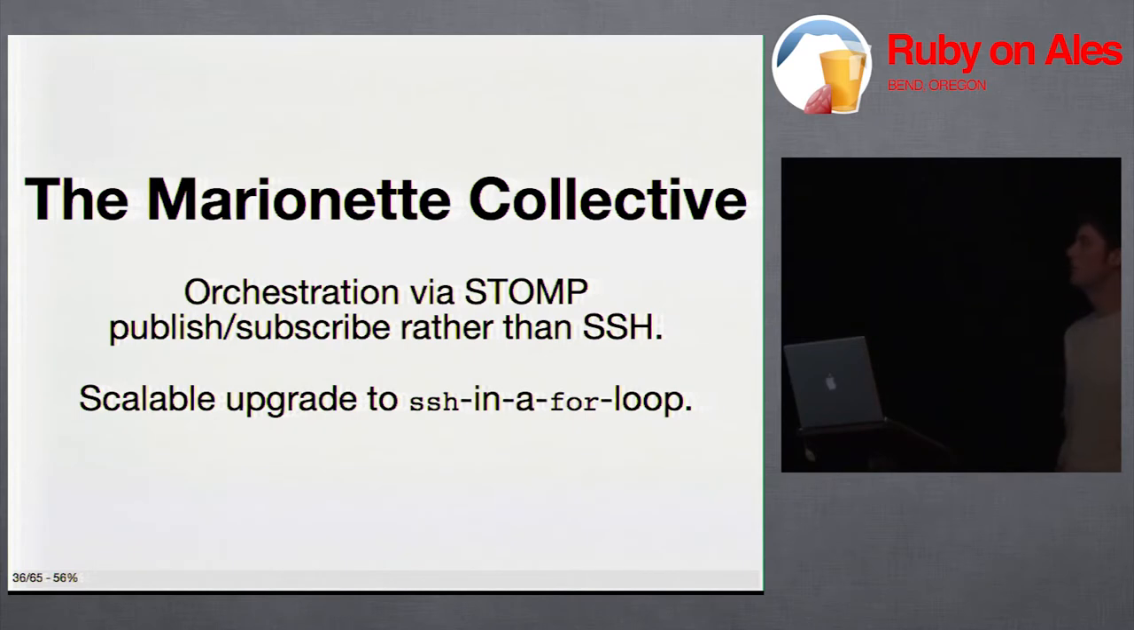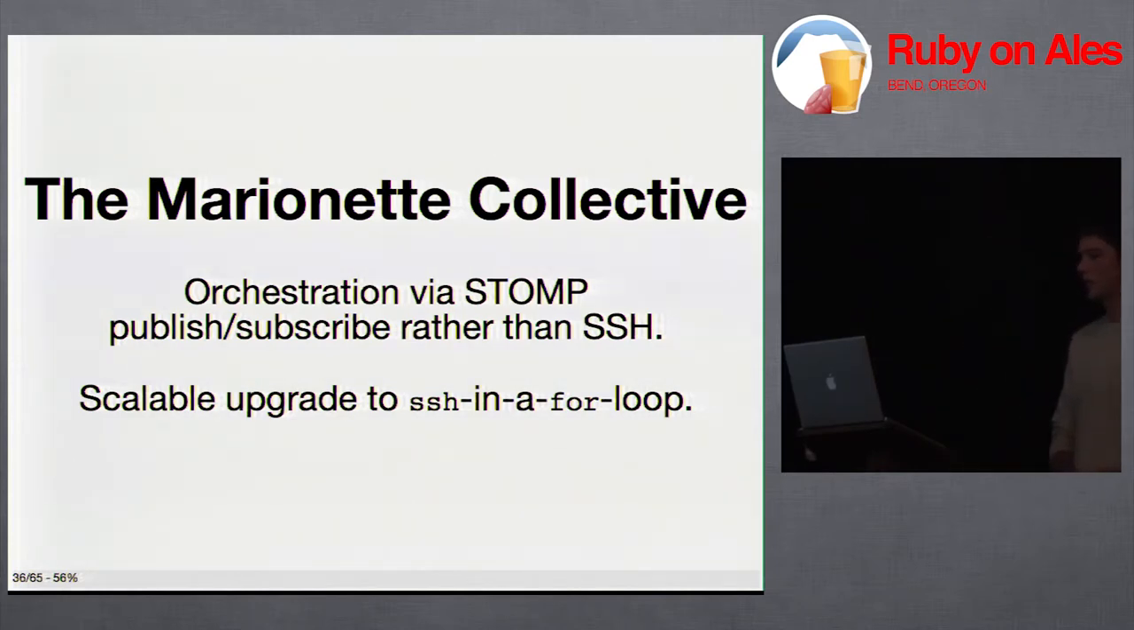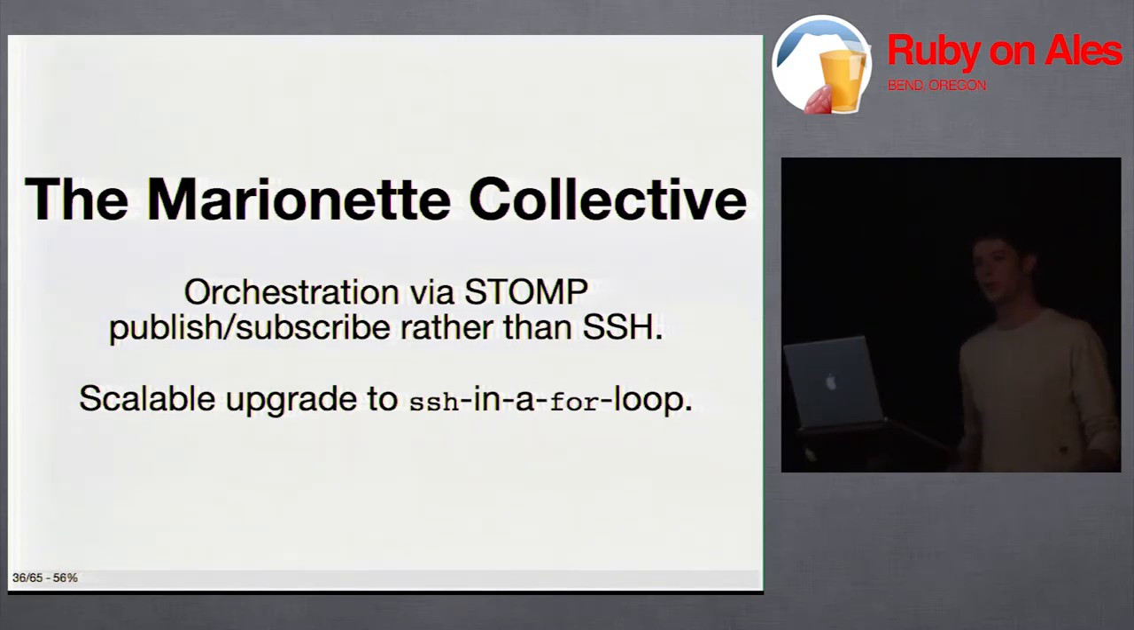Then the Marionette Collective is a package that takes where Capistrano left off and has taken interactive sysadmin work to a new level by publishing what work is to be done over a Stomp server. So all of your agents running a Ruby daemon are listening for jobs to do and are publishing back into the queue what their result is. So this is a more scalable implementation of the same idea, and it allows the same sort of anomaly detection as Capistrano does.